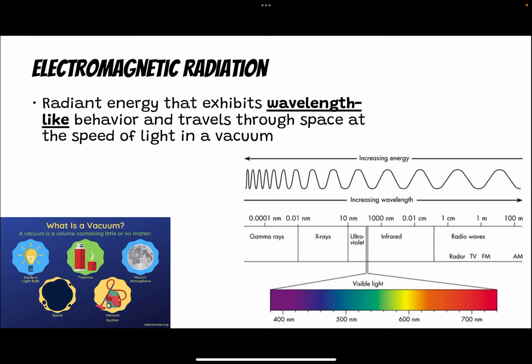So we know that energy can exhibit wavelength-like behavior. Remember, electrons can behave as both waves and particles. And electromagnetic radiation travels through space at the speed of light in a vacuum. Again, we have gamma rays, X-rays, ultraviolet rays, visible, infrared, radio waves, and so on.